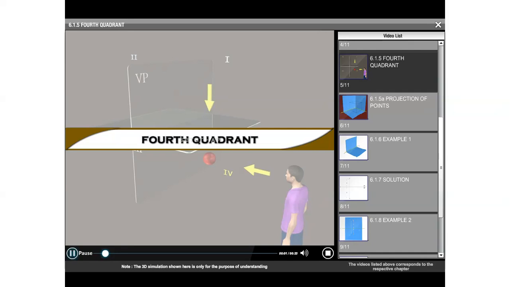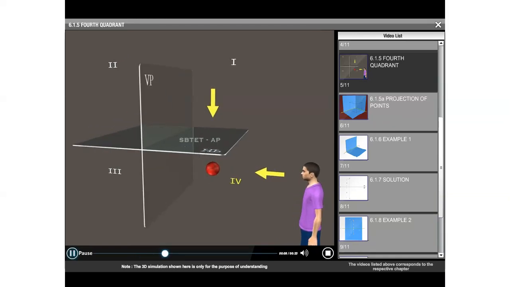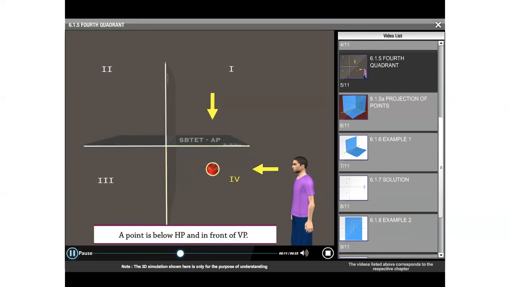Fourth quadrant. In this, we will see about the location of a point with respect to the planes. It is a quadrant in which the point is located below the horizontal plane and in front of the vertical plane with respect to the observer.